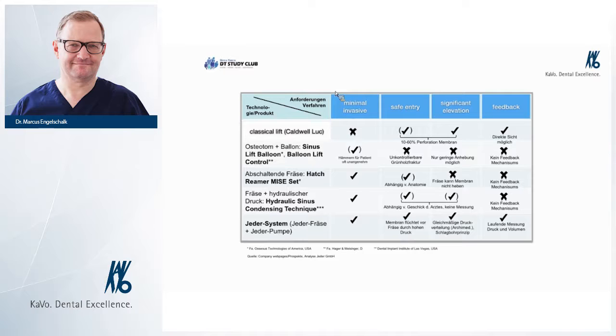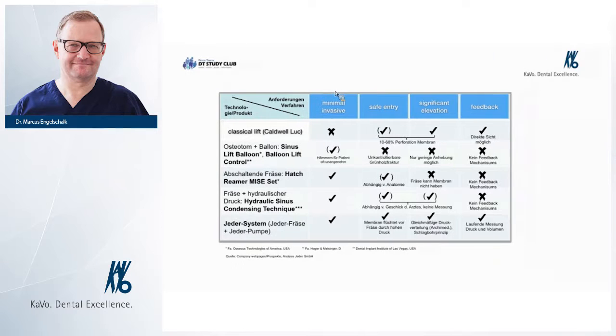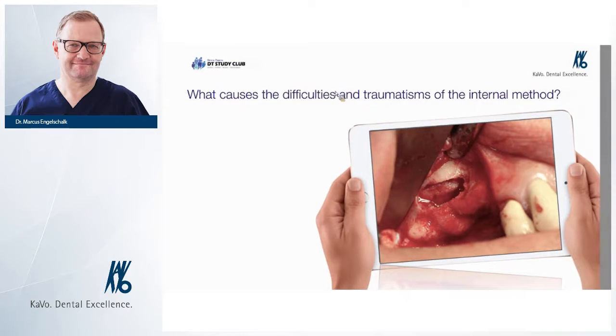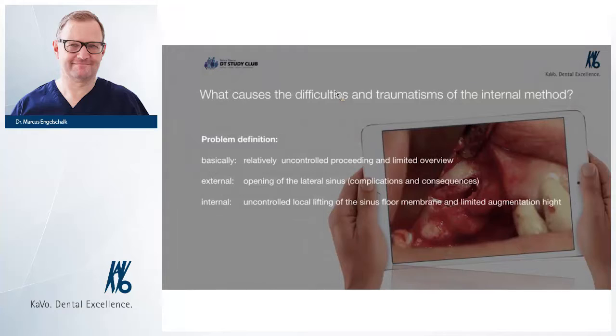So let us combine all this information into this slide. I didn't translate everything from German into English, but I think you can read the information we need. At first, we want to select the information: minimal invasive, safe entry. You remember I told you the safe first entry in contact with the membrane, not disturbing the membrane. Significant elevation is the question about how much bone height can we gain, and the feedback system.